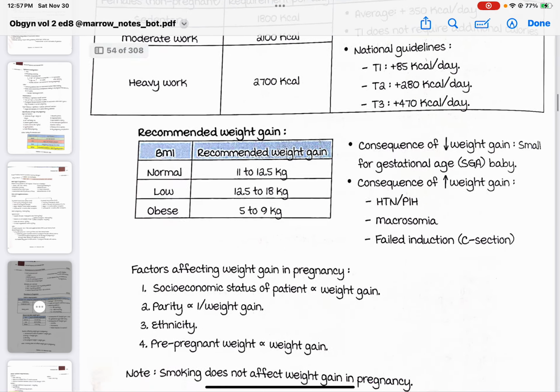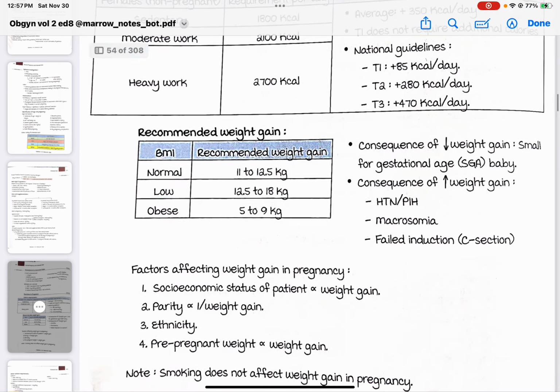Weight gain. Normal: 11 to 12.5. BMI, if it's normal, then you can gain up to 11 to 12.5. If it's low, then you can gain up to 18. Recommended weight gain, obese only till 9 kg.